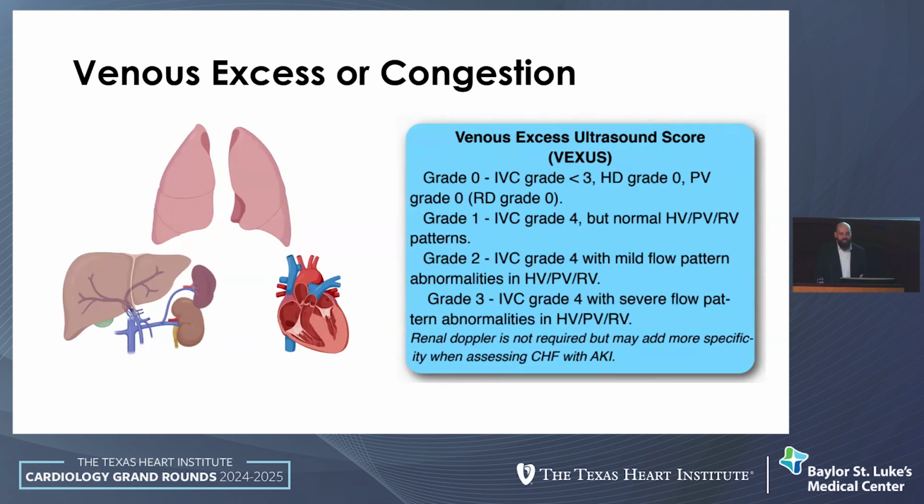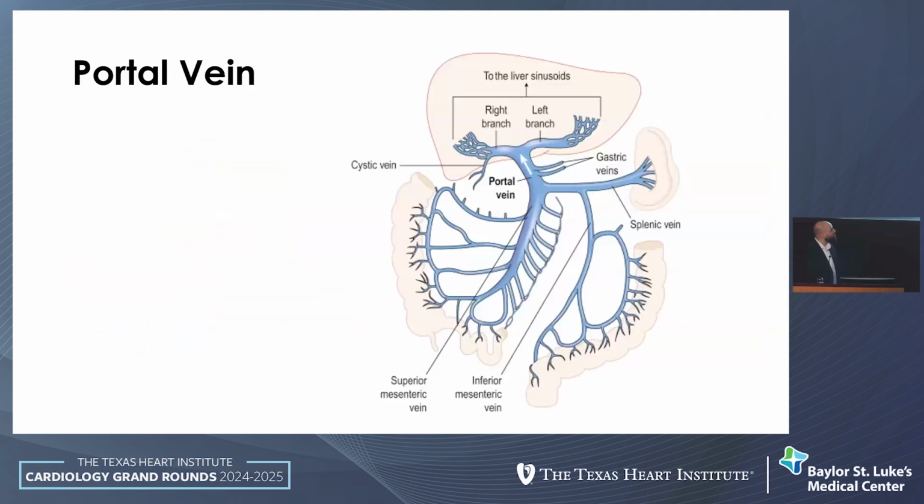The problem with the venous excess scoring system is that, again, it tries to oversimplify nuance, and we really have to go back and understand physiology. So let's just talk about the key components of this VEXUS scoring system.